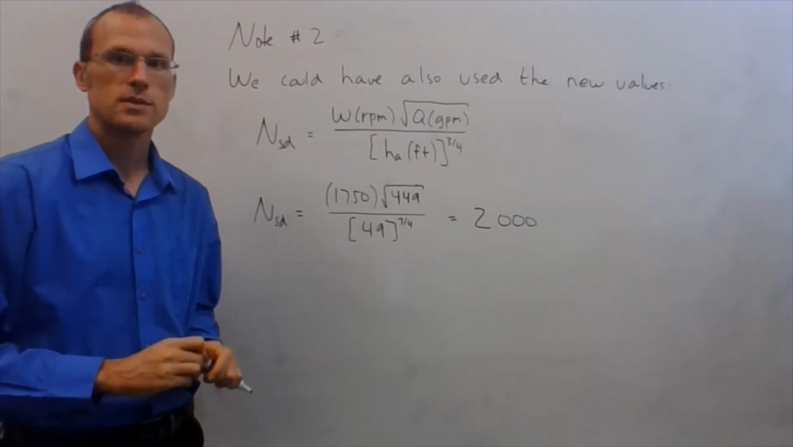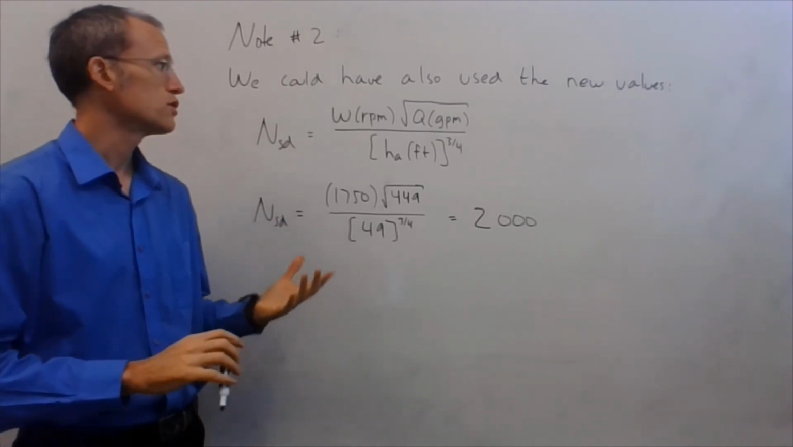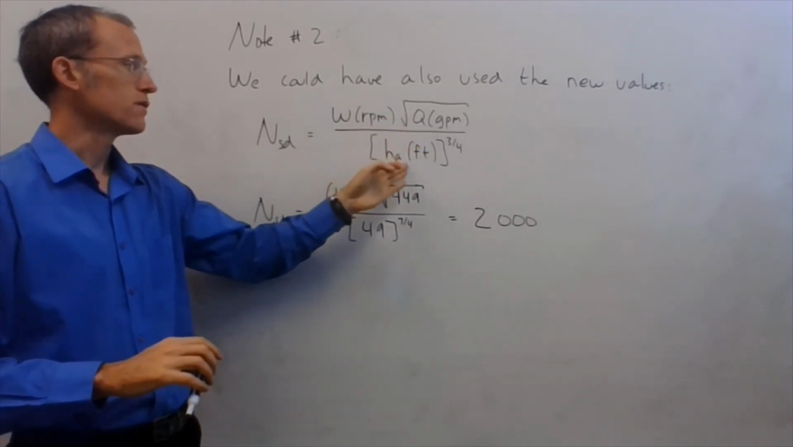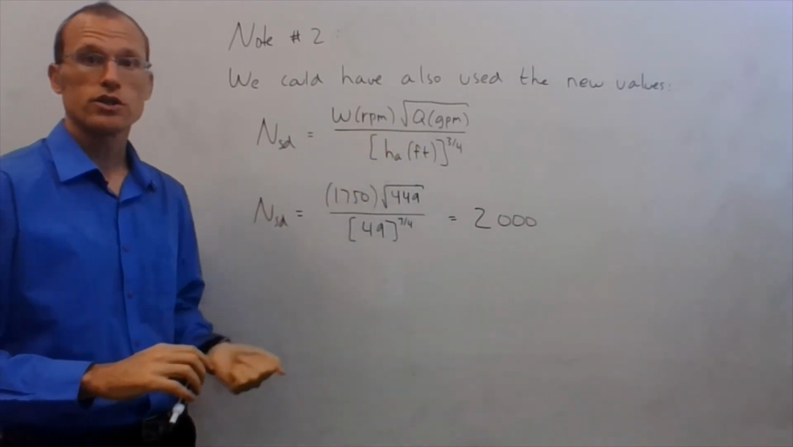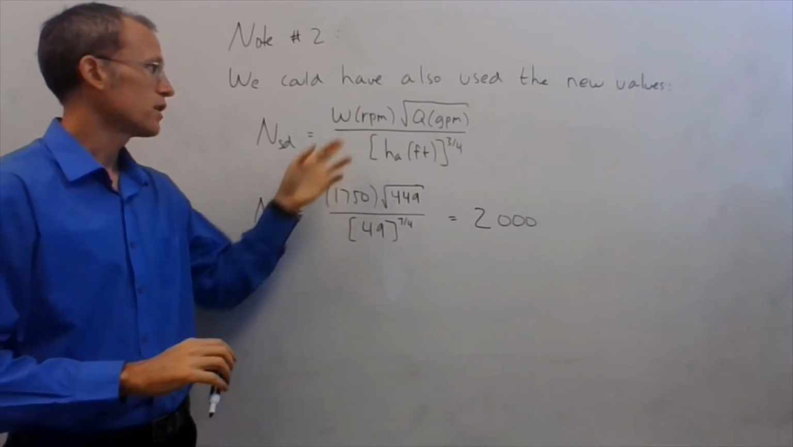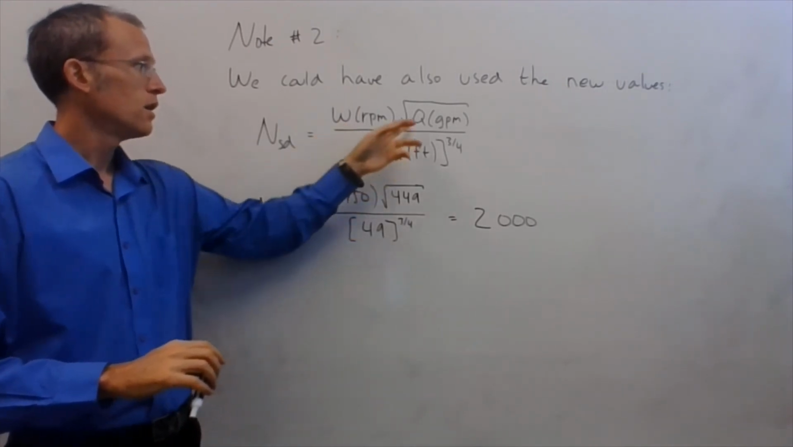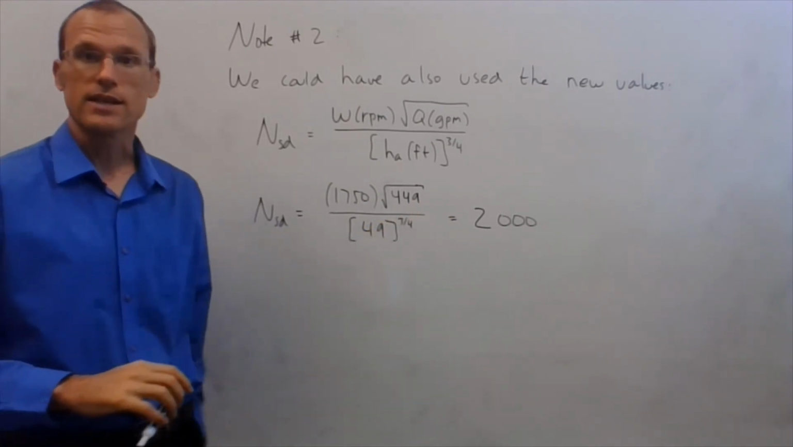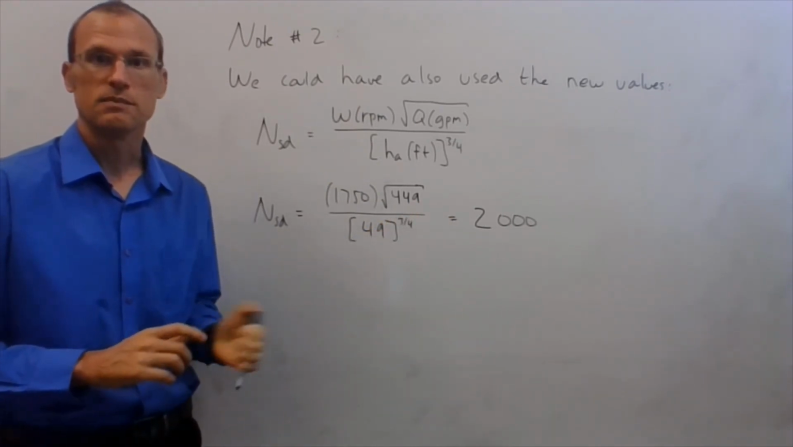Second note is that to find the specific speed, I used the original values. So original value of omega of 1170, original value of Q of 300, original value of H of 21.9. Could also use the new values that we found. So new values of omega of 1750, Q of 449, and H of 49. Gives me, again, that same number, 2,000, so still a centrifugal pump.